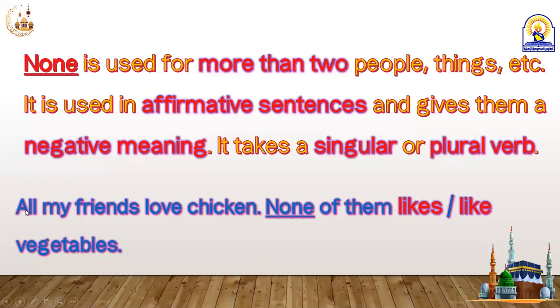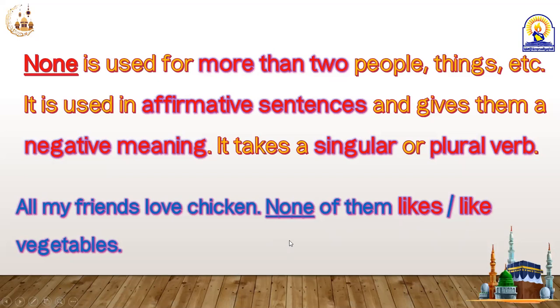But all is followed by just a plural verb. Love, it's fixed. I cannot use loves. Just love, plural, because all needs a plural verb. But none can take a singular verb or a plural verb. None of them likes, singular. None of them like, plural.